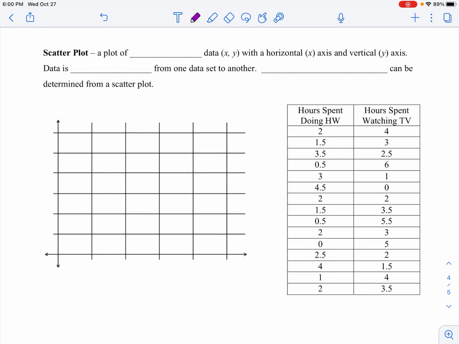Now for our final picture of data, we're going to take a look at a scatter plot. So this is the plot of paired data, meaning you have x, y coordinate points, and you've got a horizontal x-axis and a vertical y-axis. The data is matched from one set to another, so everything's paired up, okay? And correlations, which is a fancy word for relationships, but it's a more mathematical term. So correlations or relationships.